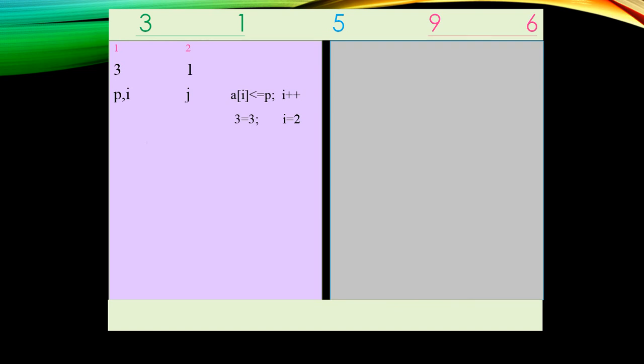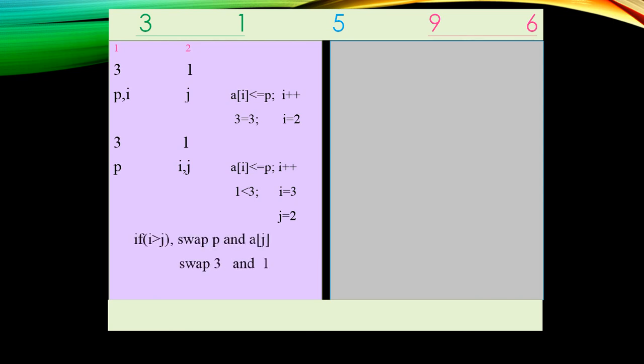After incrementing, again check the first rule, whether a of I is less than or equal to p. Here 1 is less than 3, the condition is true, so we have to increment I value from its current position. After incrementation, the value of I is 3 and the value of j is 2. Here we can see I became greater than j. According to the fourth rule, if I is greater than j, we have to swap the pivot element p and a of j. So we are swapping 3 and 1 respectively.